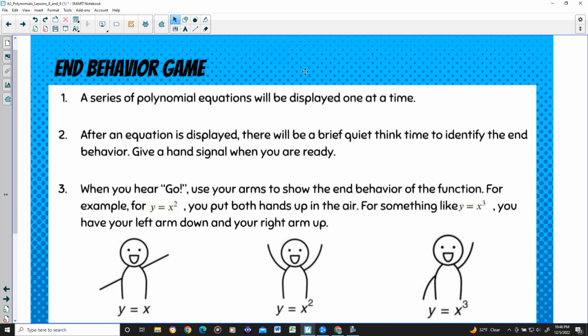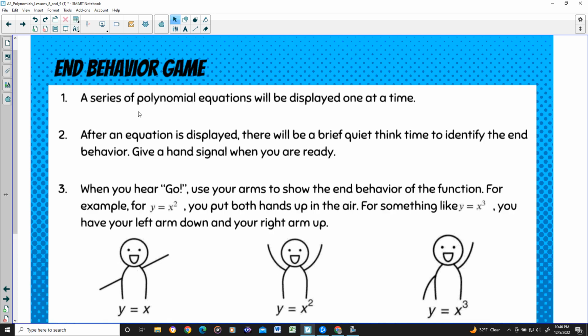And the whole idea is your hands become the end behavior of the function. So for example, if you have an x squared function, like you know it's a parabola, and if it's a positive x squared, you hold both of your hands up like this guy in the middle is doing. If you have an x to the third function, you're going to hold your hands such that you have one hand going down. So your left arm is going to go down and your right arm is going to go up because that's the direction of x to the third.